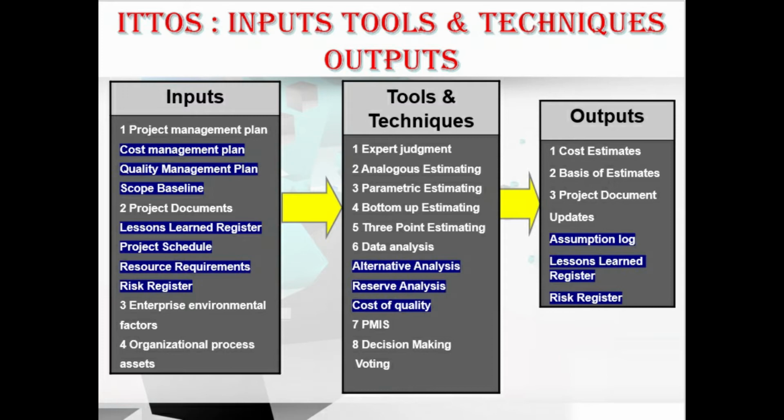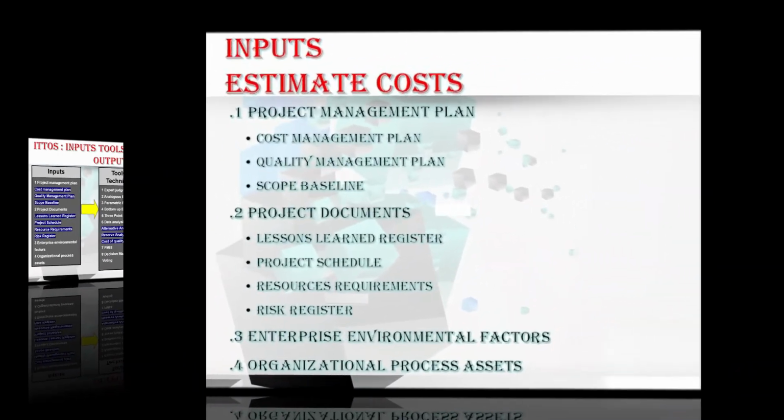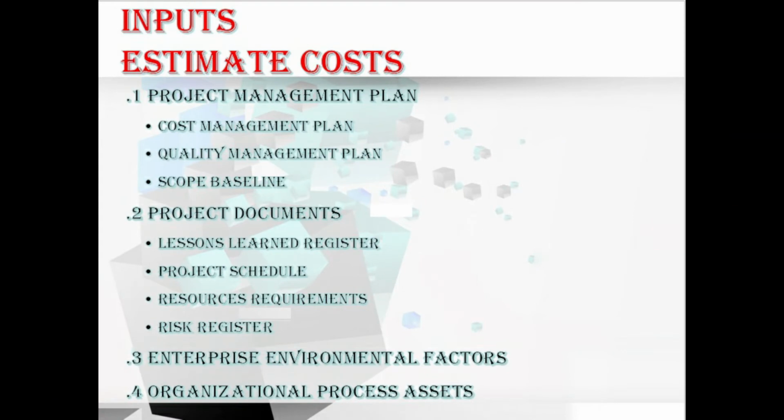Okay, fine. Let's discuss these ITTOs in more detail, starting with the first input, that is the project management plan, which includes the cost management plan, quality management plan and the scope baseline. Here the cost management plan, developed in the plan cost management process, documents the method you will use to estimate the cost as well as the levels of accuracy and precision required for estimates. Whereas the quality management plan outlines all the activities the team must perform in order to achieve the expected level of quality.